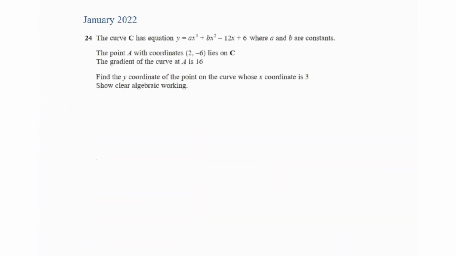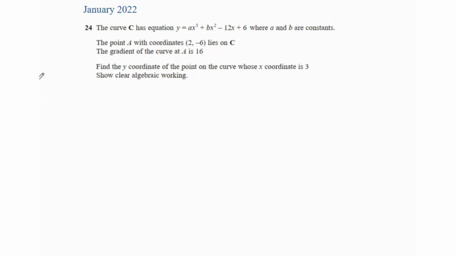Then the next question says that the curve C has equation y equals ax cubed plus bx squared minus 12x plus 6, where a and b are constants. The point A with coordinates 2, negative 6 lies on C, and the gradient of the curve at A is 16. Find the y coordinate of the point on the curve whose x coordinate is 3. Show clear algebraic working. So once again, we begin with differentiation because they've also said that at point A, the gradient is 16. So first, let's differentiate the equation, because they've told us that at point A, the gradient is 16.